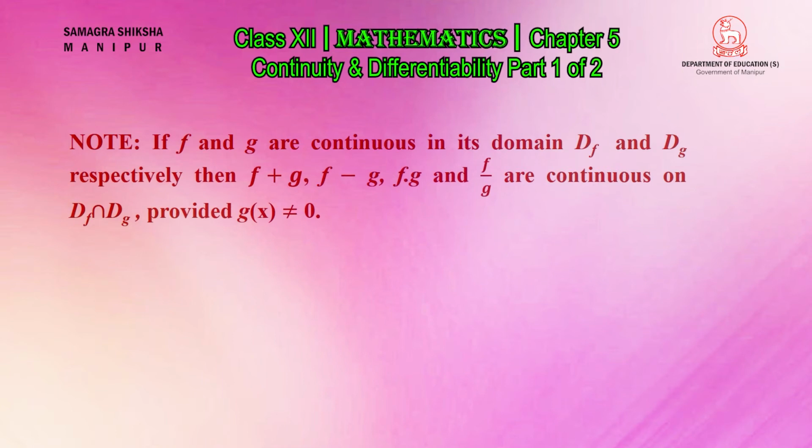at a particular point. In this case, they are continuous in the common region of the domains of both functions. The notation for the common region is the intersection, that is, domain of f intersection domain of g, where they are continuous.